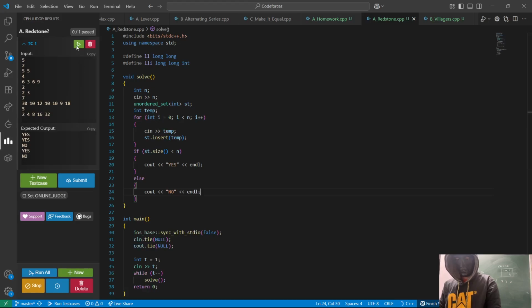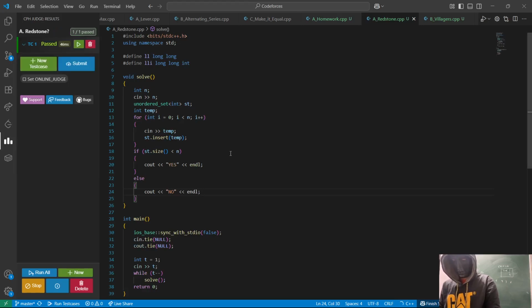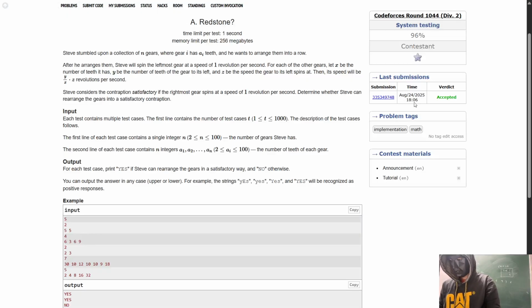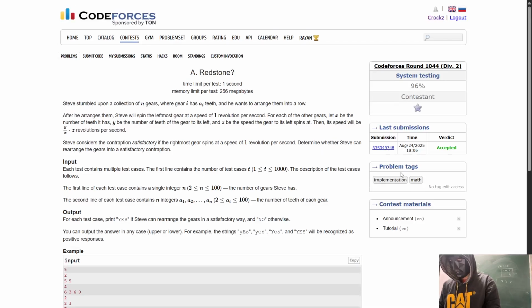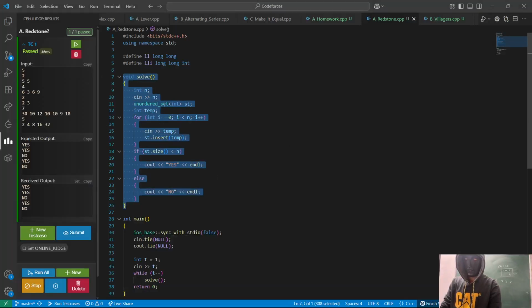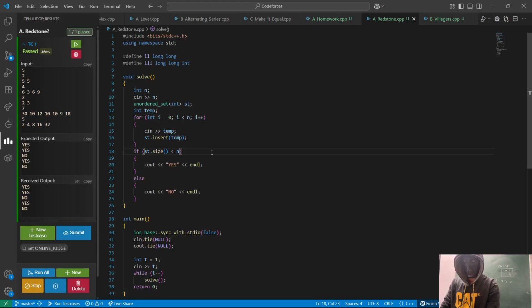Let's try to run it. Yeah, it got passed. Let's try to submit it. I think we can't submit it right now, but I had done the same example. As you can see, it is accepted. So you guys can test this code and try to submit it, and it will be working fine.